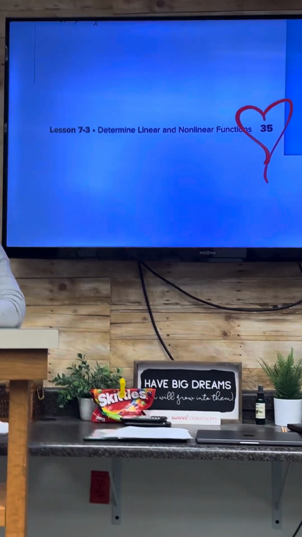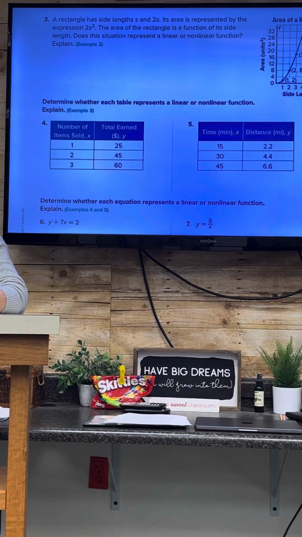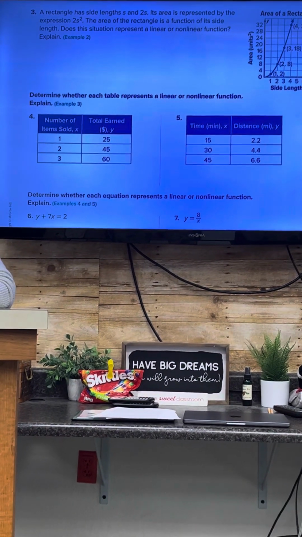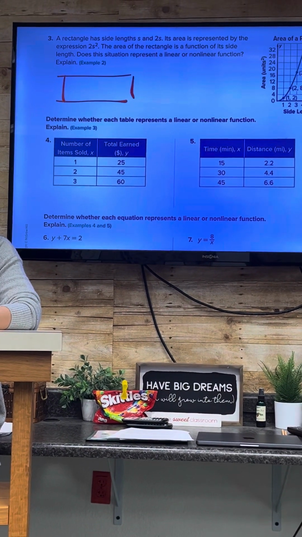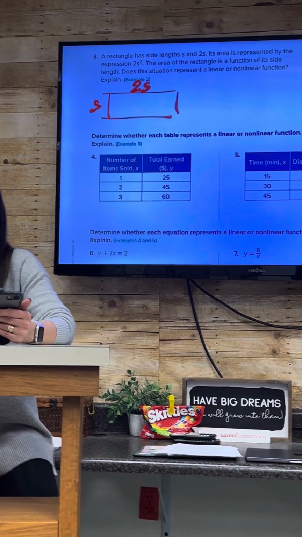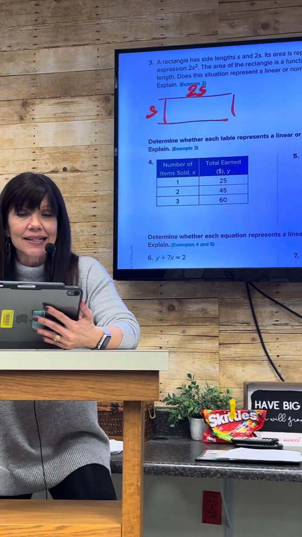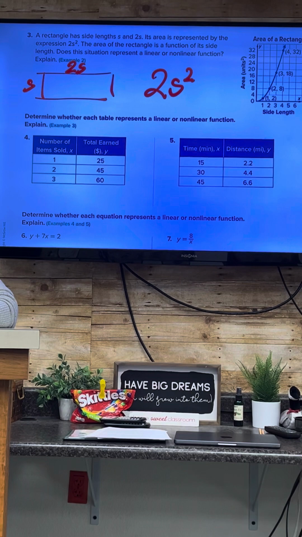Okay, welcome back. We are going to page 35 in your textbook, and we're talking about item number 3 on tonight's homework. This time, a rectangle has side lengths S and 2S. So for example, it could look like this, S and 2S. Mine is clearly not to scale. It says its area is represented by the expression 2S squared.